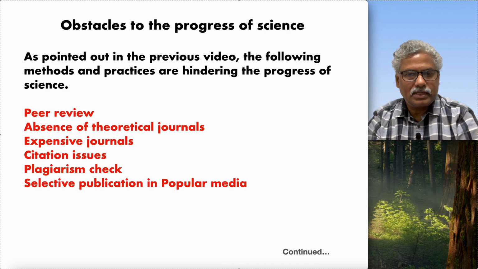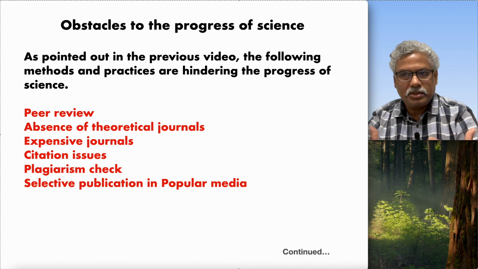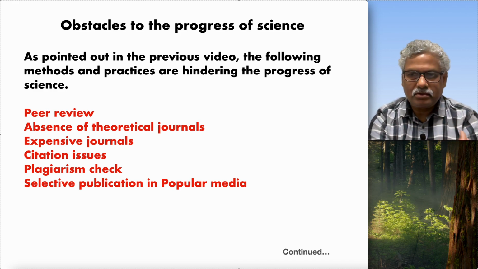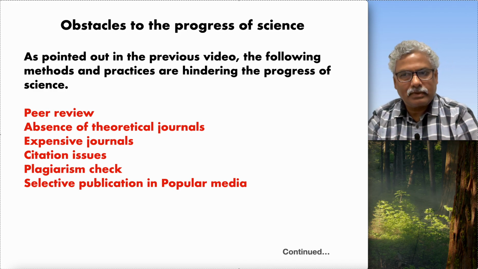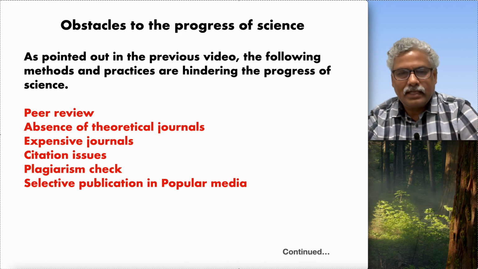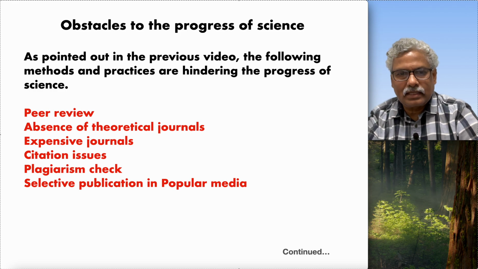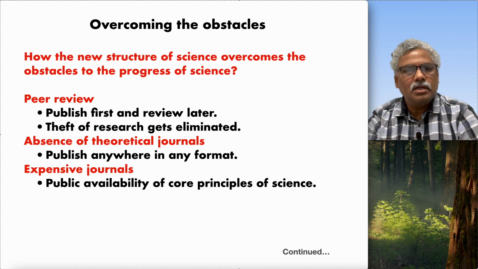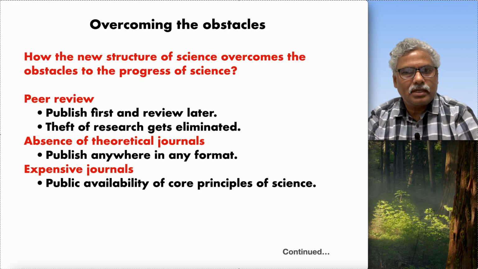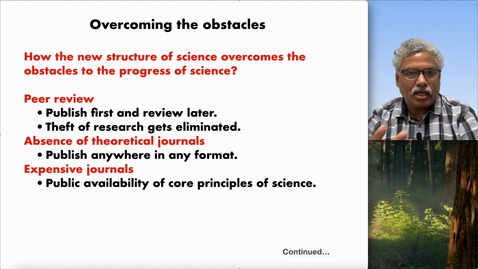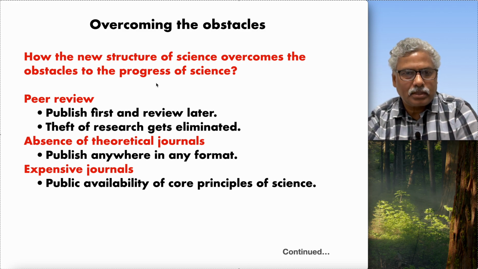So, selective publication in popular media. Popular media picks up only famous scientists' articles and then popularizes them. But if we have a core library, you know the worth of each statement, and its value gets known automatically. So how does the new structure of science overcome the obstacles to the progress of science?